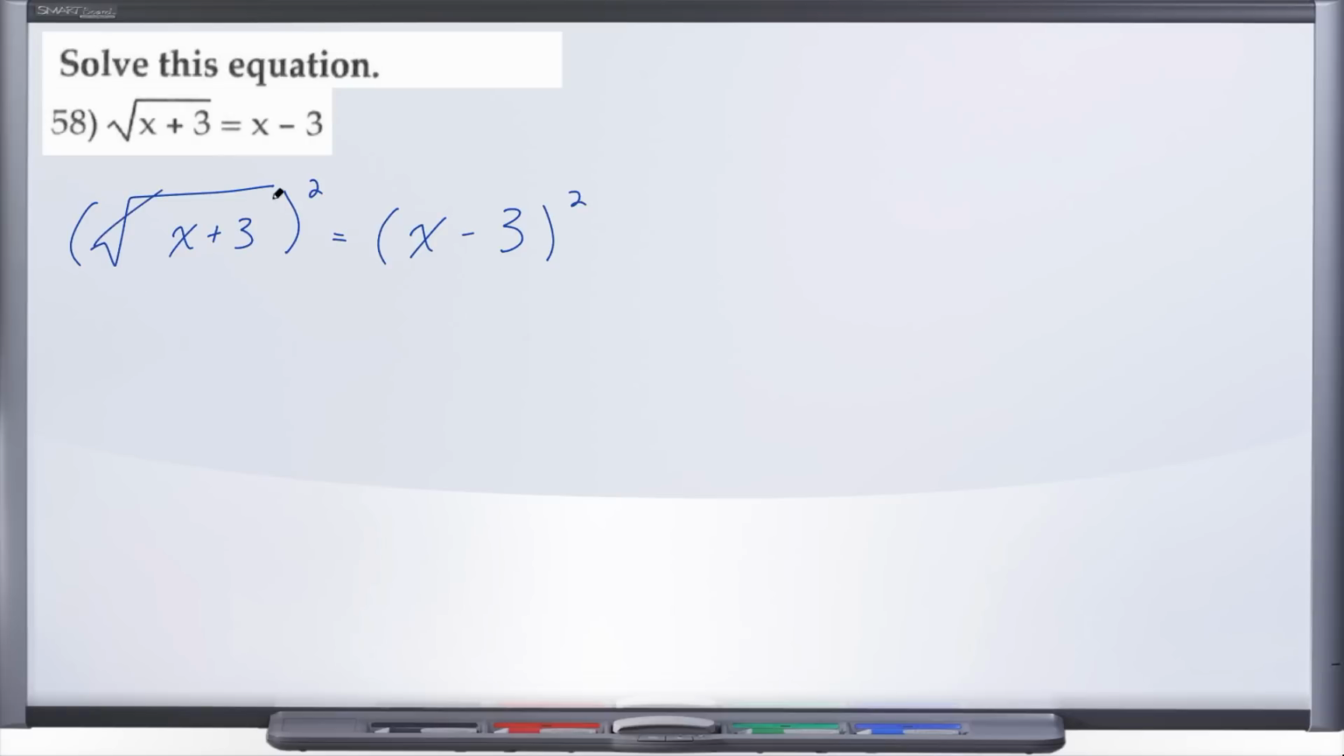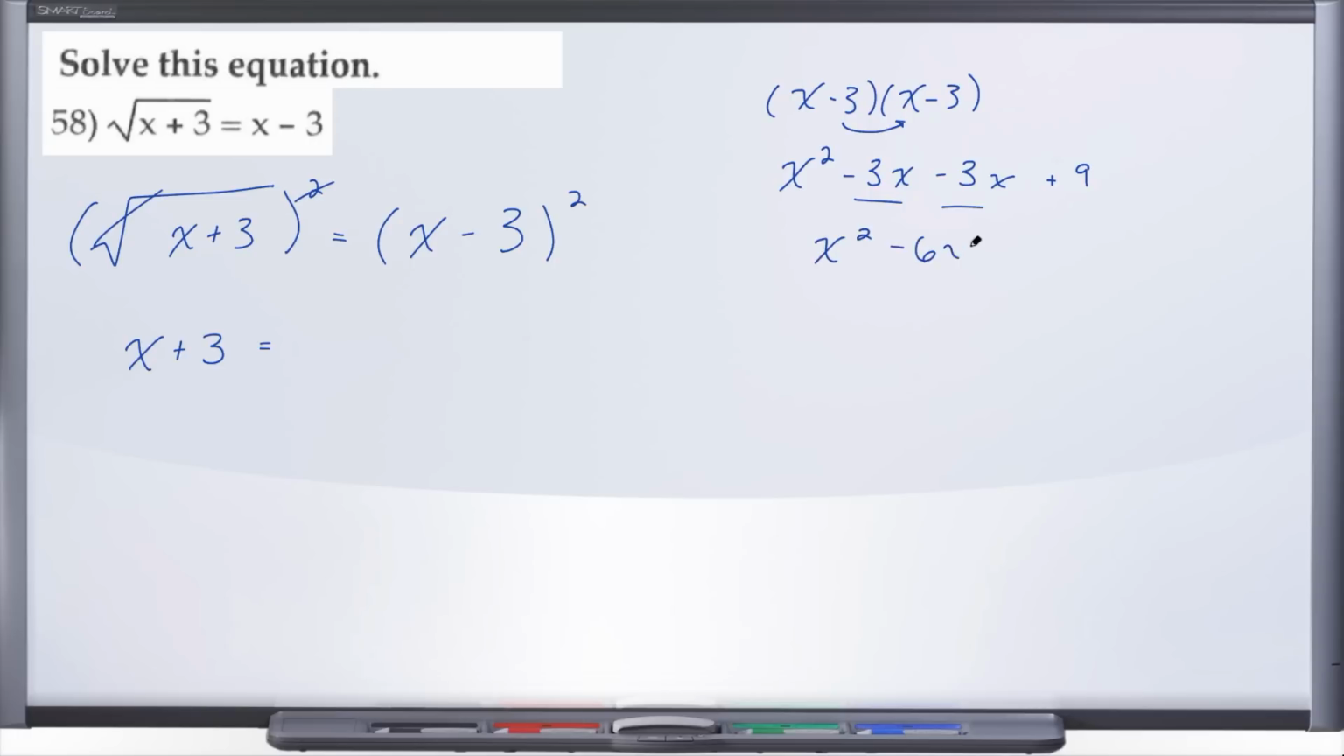And so here on the left, the radical is eliminated, and we're left with just x plus 3. And here on the right, we have x minus 3, that quantity squared. And so what we have to do is take that binomial, x minus 3 squared, write it out twice, and FOIL. So we have x times x gives us x squared, x times minus 3, minus 3x, minus 3 times x, minus 3x, negative 3 times negative 3 is positive 9, and so when we combine like terms, we end up with x squared minus 6x plus 9.